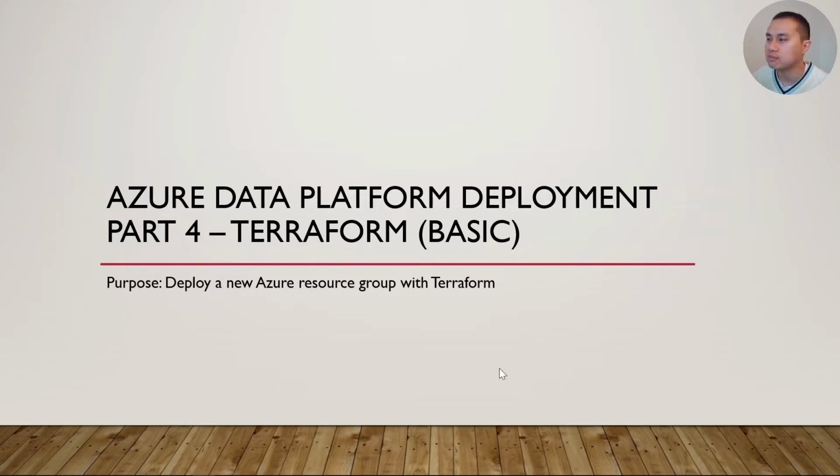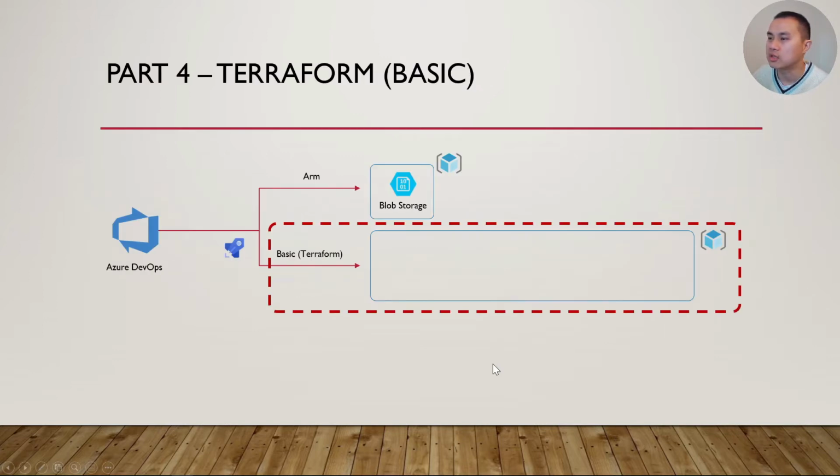And just to illustrate what we're going to do in this demo, we are just going to use Azure DevOps Pipeline to deploy just a resource group, nothing else. I'm going to call this environment basic, or this resource group is going to be part of a basic environment. All right, let's head to the demo.